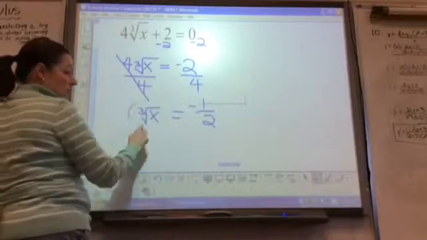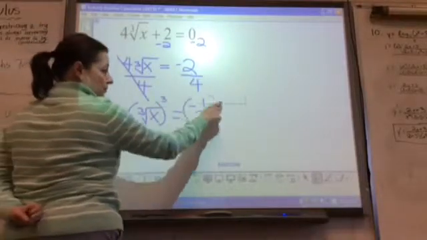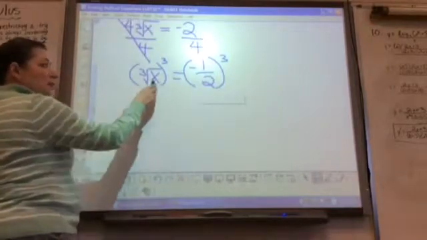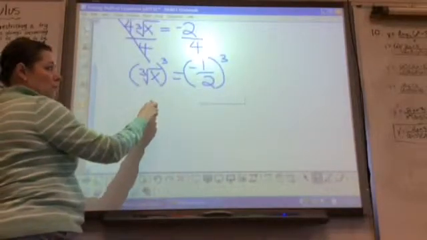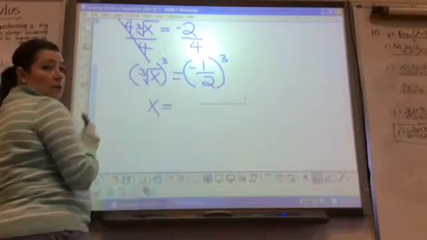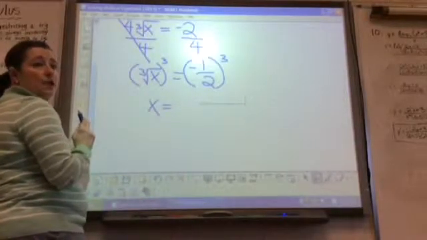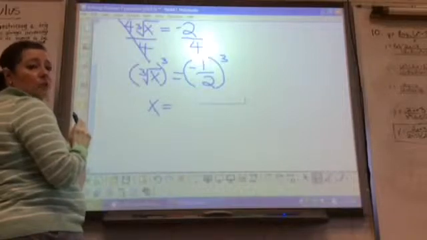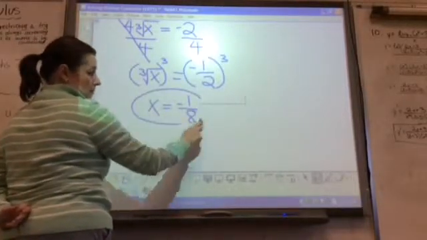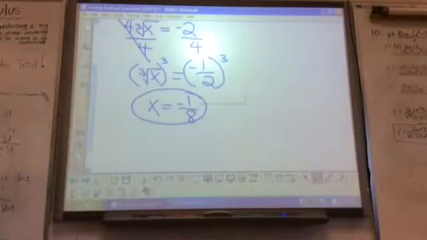Cube both sides. Cube here, cube here. So here, this becomes x. I'll just tell you, negative 1/2 times negative 1/2 times negative 1/2 is negative 1/8. And I'll go ahead and tell you that checks out.